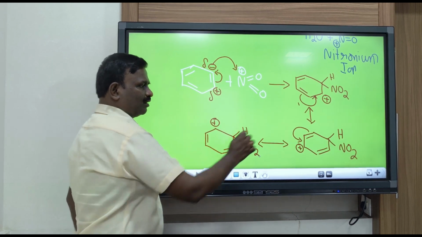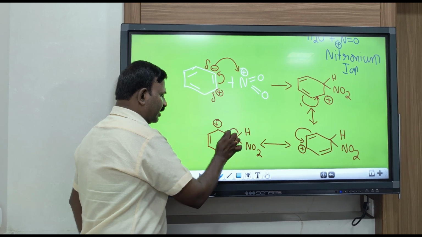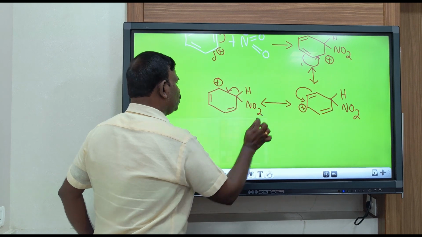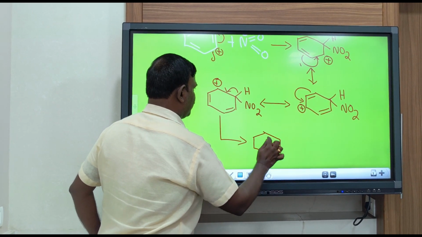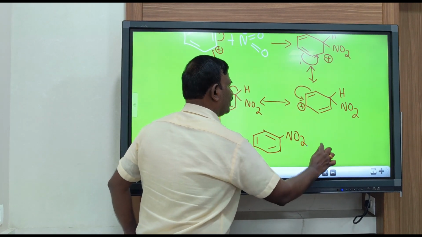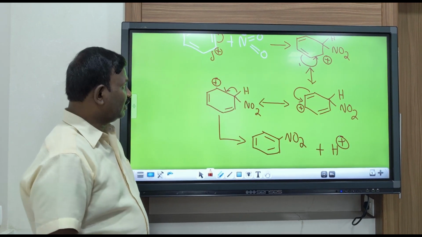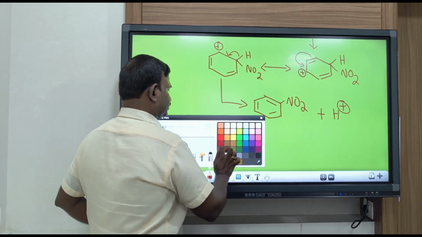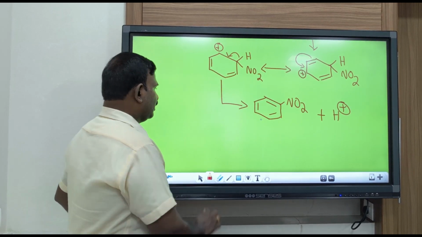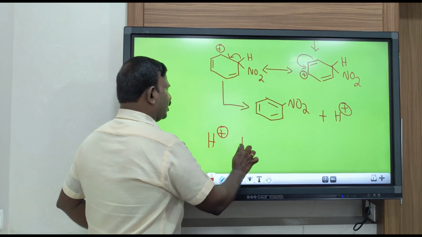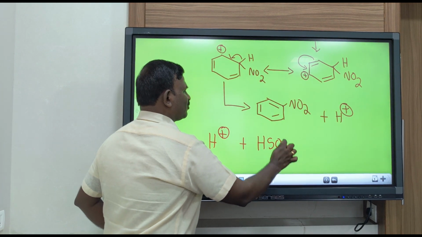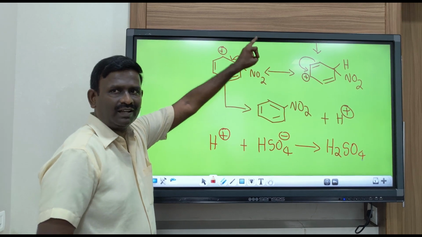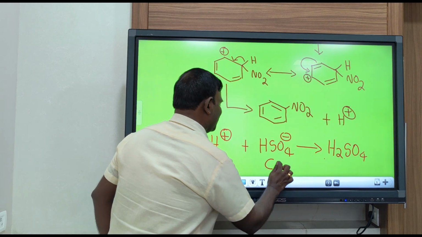There are no other double bond pi electrons adjacent to it. So the bond between carbon and hydrogen breaks. Electrons are donated to the positive center to satisfy it, and the hydrogen moves away as H plus. Now I have got nitrobenzene. This H plus which is formed combines with HSO4 minus, which is formed in the first reaction, and gives rise to sulfuric acid. Whatever sulfuric acid I added has come out. Sulfuric acid is a catalyst.